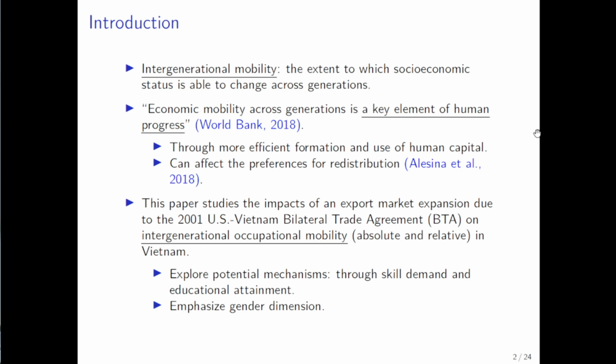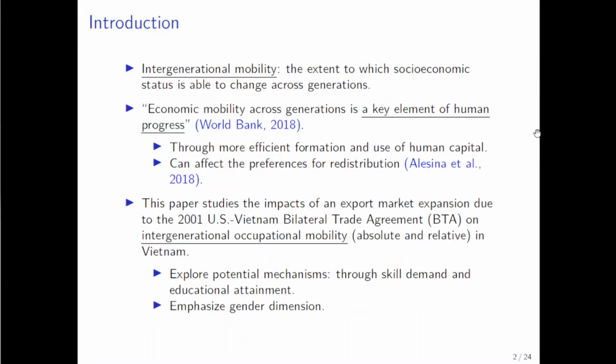So this is an important question in development. As a World Bank report says, economic mobility across generations is a key element of human progress and therefore also of development. And basically what it allows is more efficient human capital formation and allocation, right? So if there are fewer barriers to mobility, or if people can easily jump those barriers, then it is easier for the high ability people to acquire more human capital and be placed in appropriate jobs.